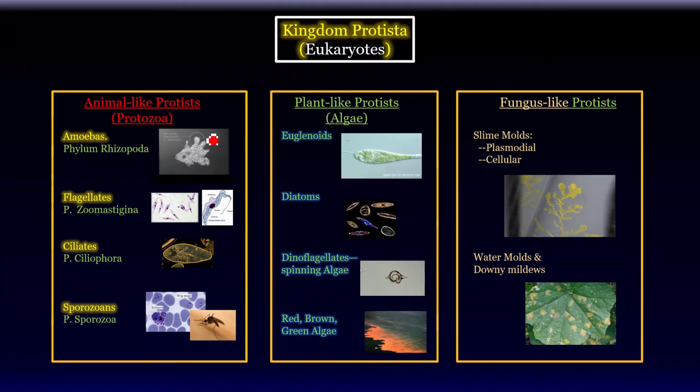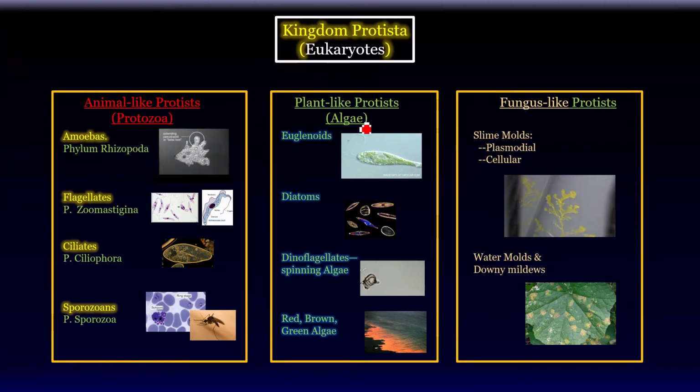We've talked about animal-like protists before. These are protists that basically eat other things, and they're motile. And this included the amoebas, the flagellates, and the ciliates, and the sporozoans, the Plasmodium, malaria, and falciparum that we talked about last time. Today we shall talk about plant-like protists, and also finally fungus-like protists, which will complete our discussion of the protists.